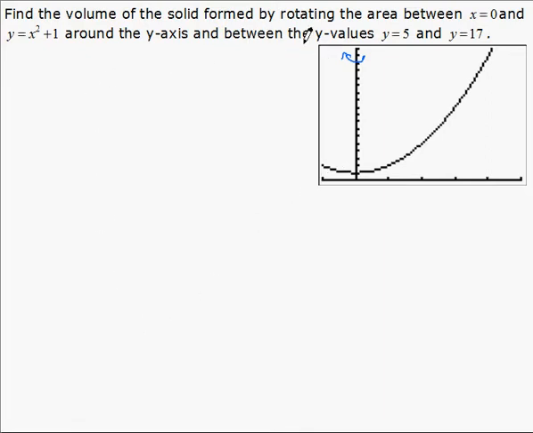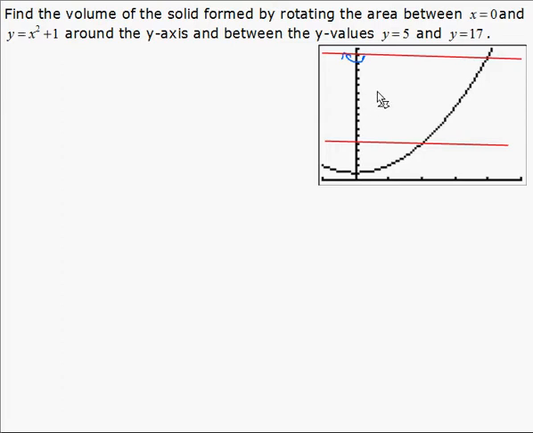We need to go between the values y equals 5 and y equals 17. So we can plot those. Y equals 5 would be here, approximately. Y equals 17 is up here. And so if we're looking for this area, or this volume in here, once we rotate around the y-axis, we know this is 5 and this is 17, those are given.